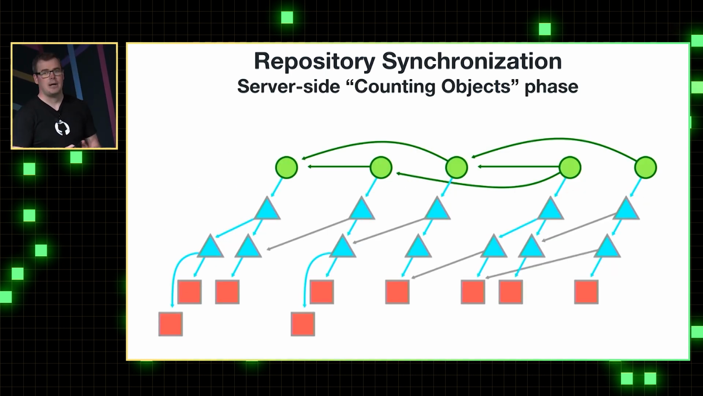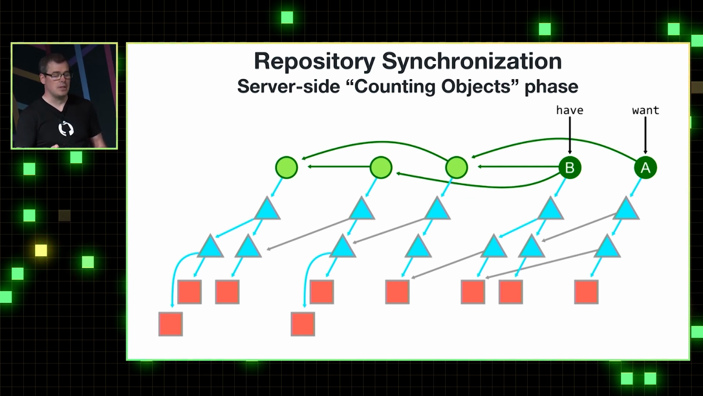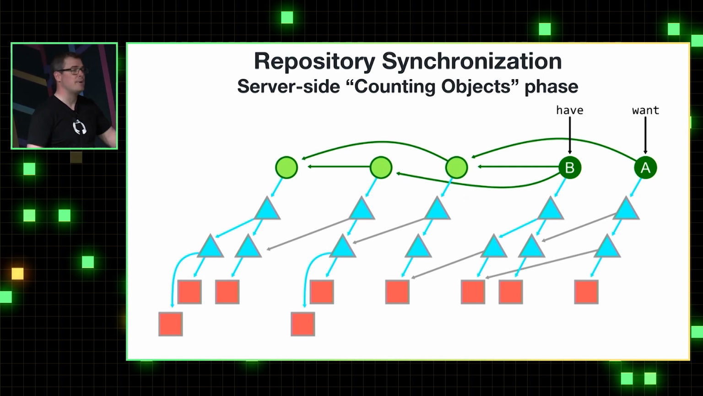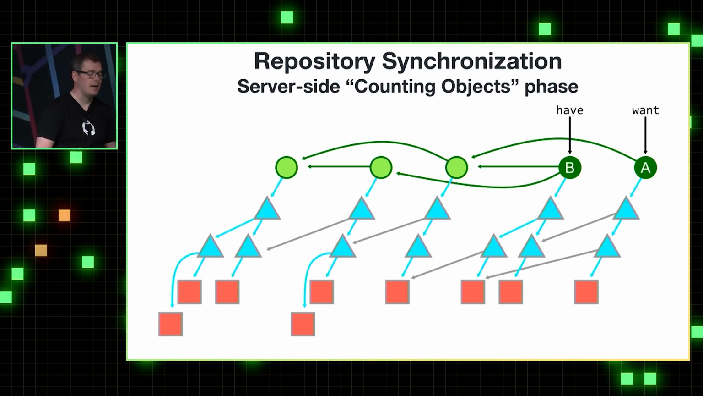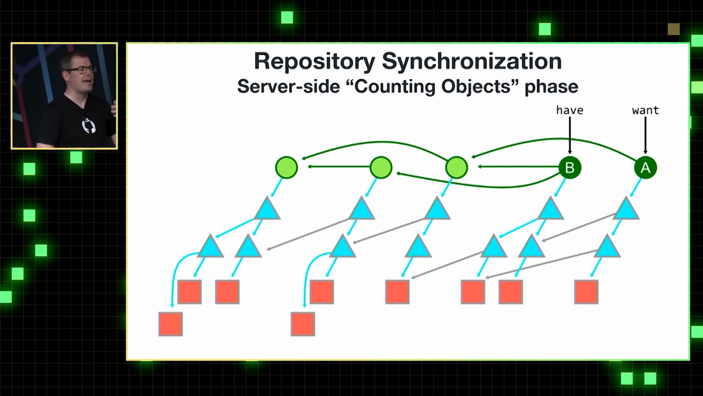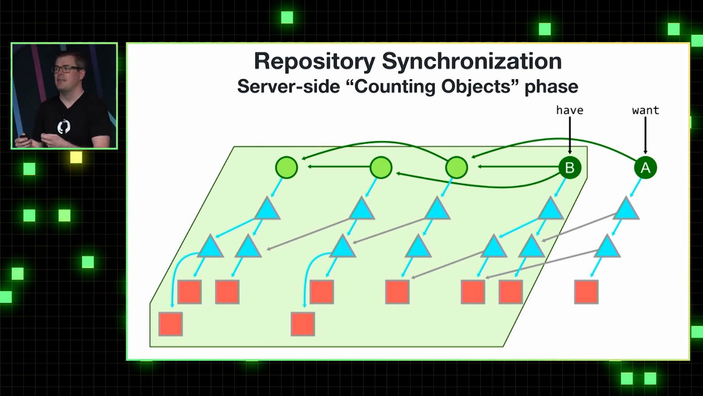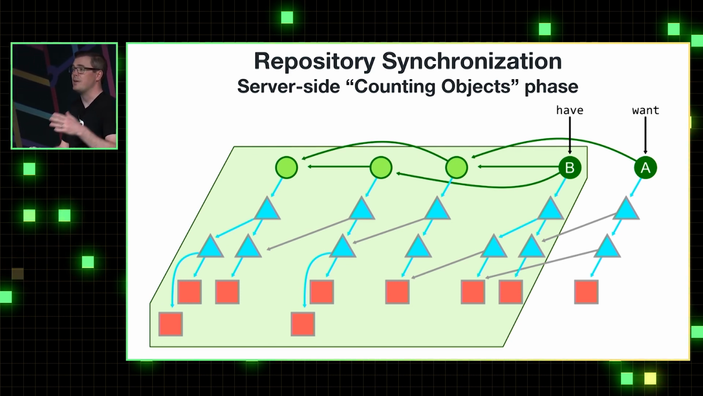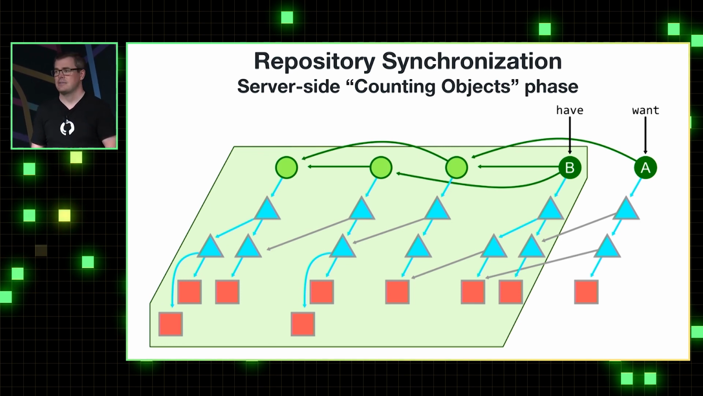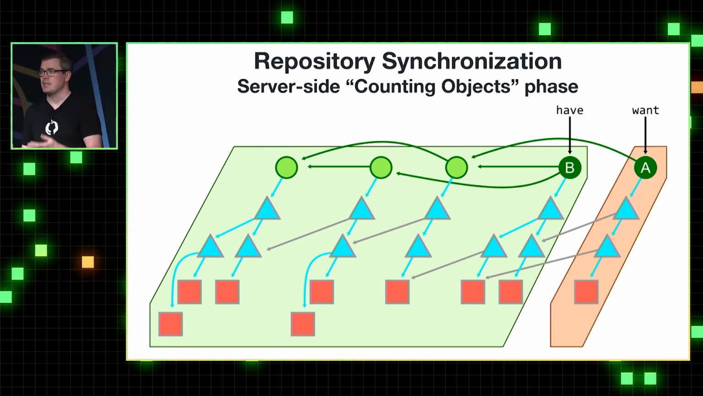So let's look at this object graph. Again, we have commits, trees, and blobs. Let's suppose that the client sent two commits, one have and one want. In this case, the client wants commit A, and has commit B. The server can now infer that the client actually has all of the objects reachable from that commit, giving this region of objects to be known to be on the client. And therefore, what we need to do is find the objects that are reachable from the wants, but not reachable from the haves, in order to satisfy this fetch request, giving this region of objects.